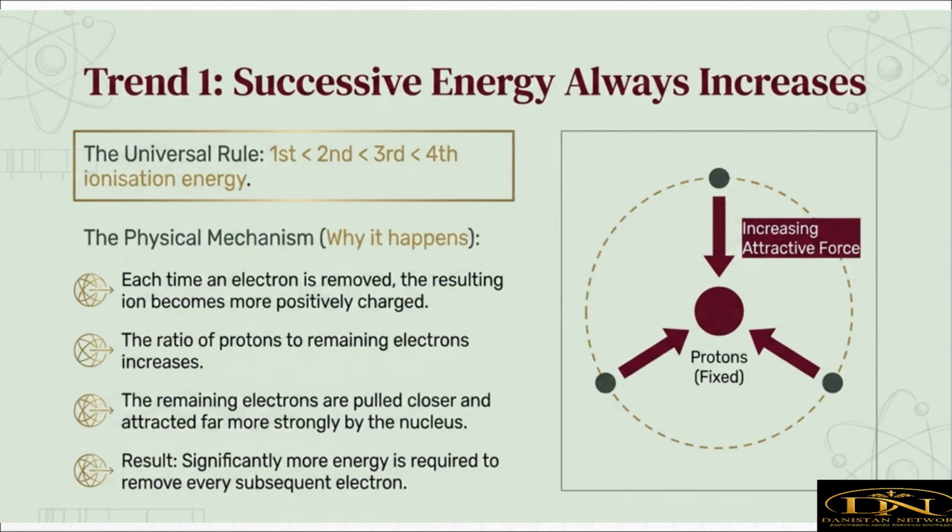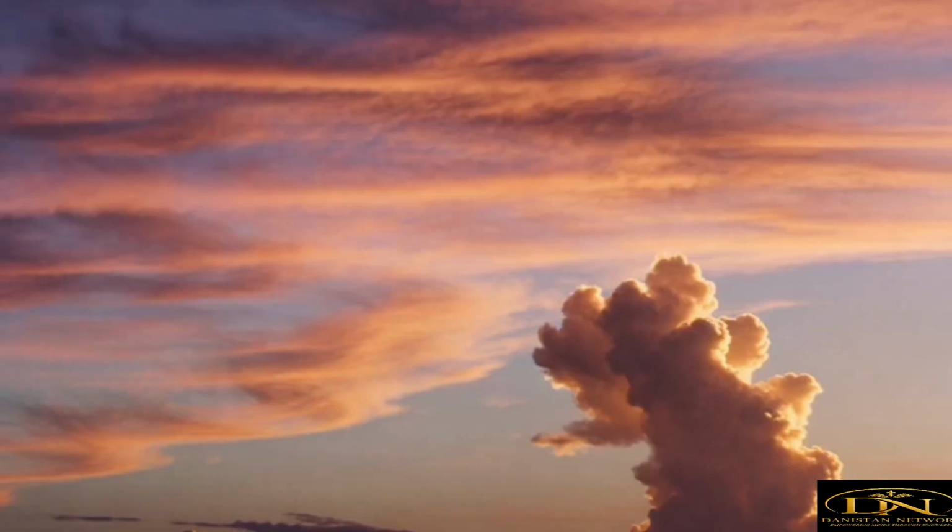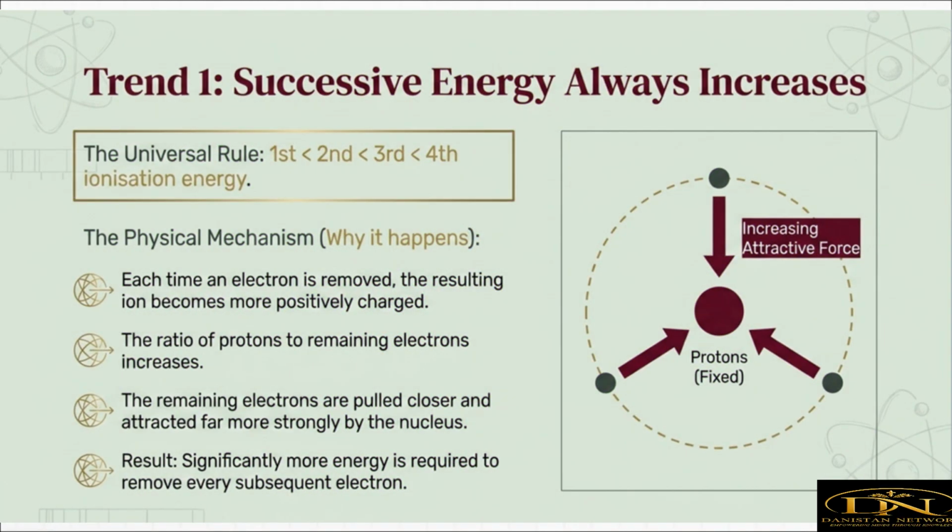So what exactly is going on here? Let's codify the trends. First off, ionization energy will always increase for successive removals, every single time. When you remove a negative electron, your overall ion becomes more positively charged. This means the remaining electrons are pulled in and attracted way more strongly by the nucleus. Because of that tighter grip, it takes progressively more energy to remove the next electron. So the first ionization energy is always less than the second. And that sequence just keeps going. First is less than second, which is less than third, which is less than fourth.